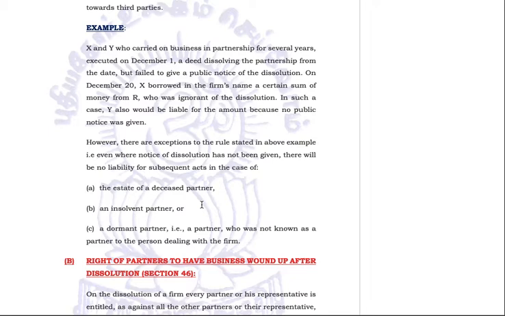A dormant partner, that is a sleeping partner, because nobody knows of a sleeping partner. A sleeping partner never comes into the picture, so people are not dealing with the firm just because of the sleeping partner. In fact, they are not at all aware of the sleeping partner. Sleeping partner has zero reputation. So a sleeping partner does not need to give a notice in such cases.